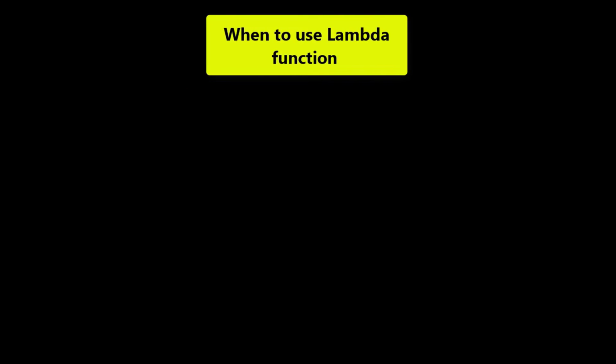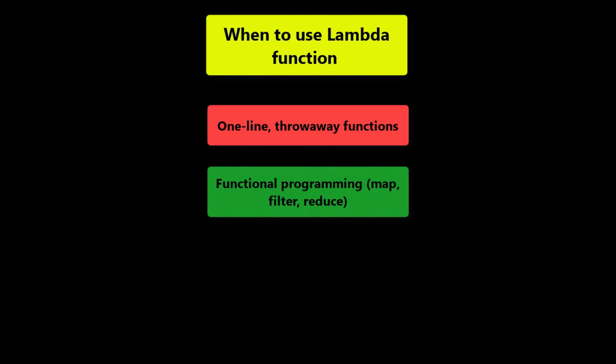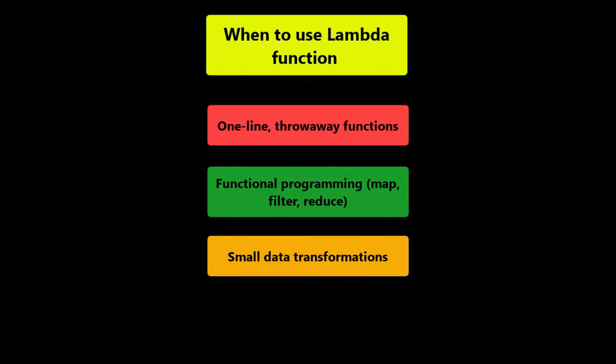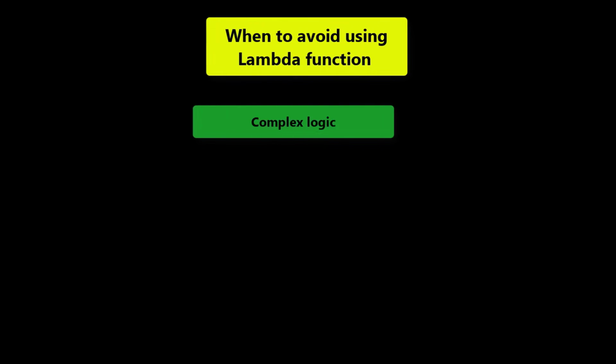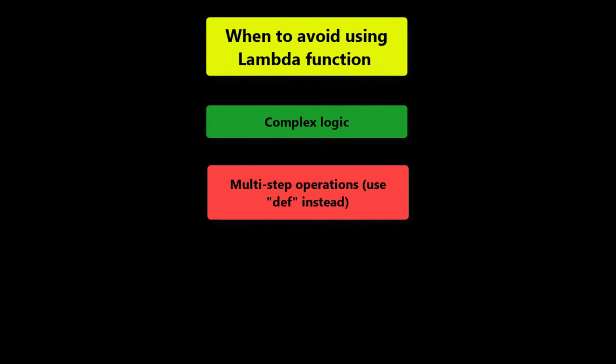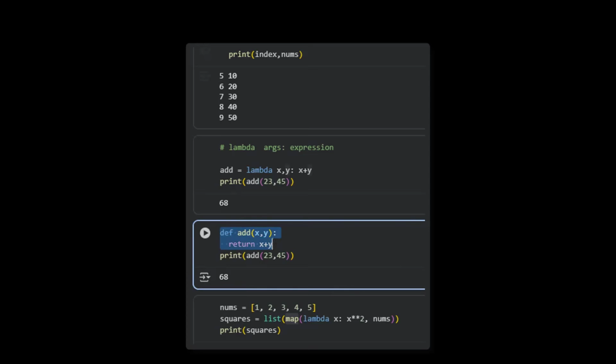One more important thing is when to use this lambda function. It's great for one line or throwaway functions, and also for functional programming with map, filter, and reduce methods. And when there are just small data transformations, that time you can use lambda. I'll suggest you avoid this for any complex logic or multiple step operations. Whenever there are multi-step operations, simply use the def keyword and define your function in that way instead of using a single expression.